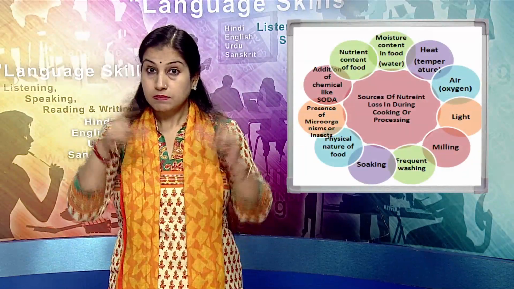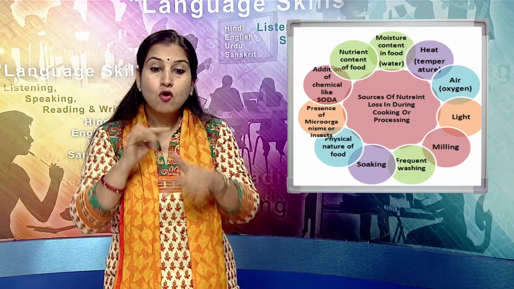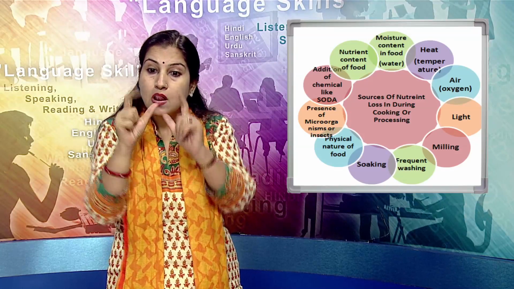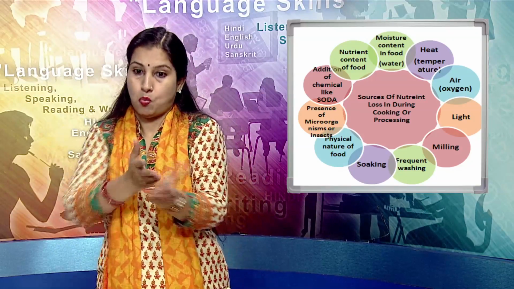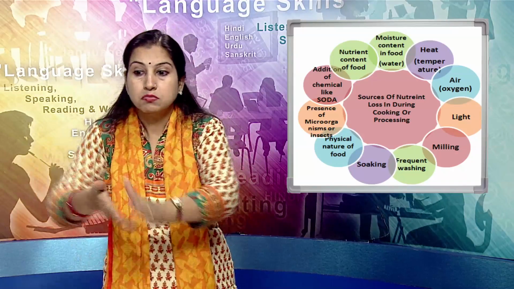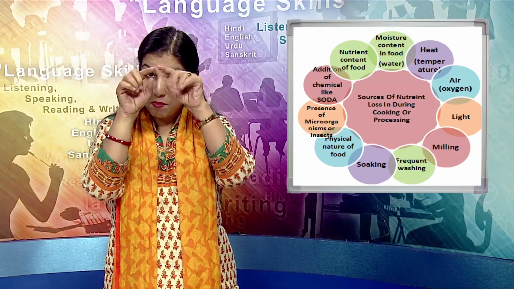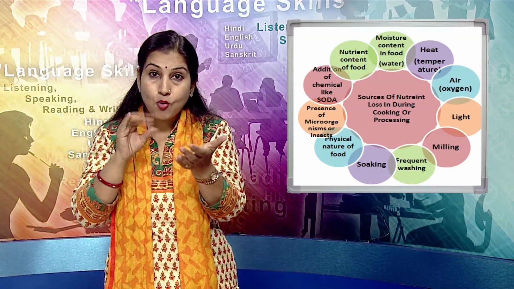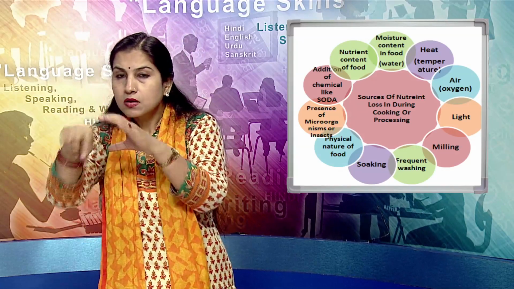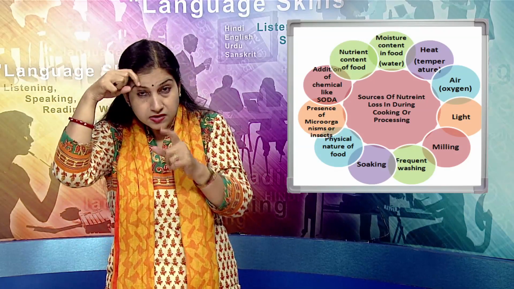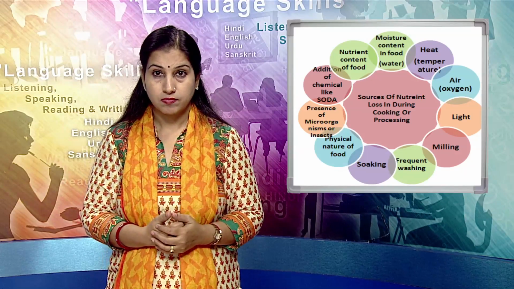In this picture, you can see and understand about the sources of nutrients loss during cooking or processing. There are various ways through which nutrients of the food can be lost. Like on the topmost circle, you can see moisture content in food, the water inside the food. The second is heat. Temperature can also be a source through which nutrient can be lost.